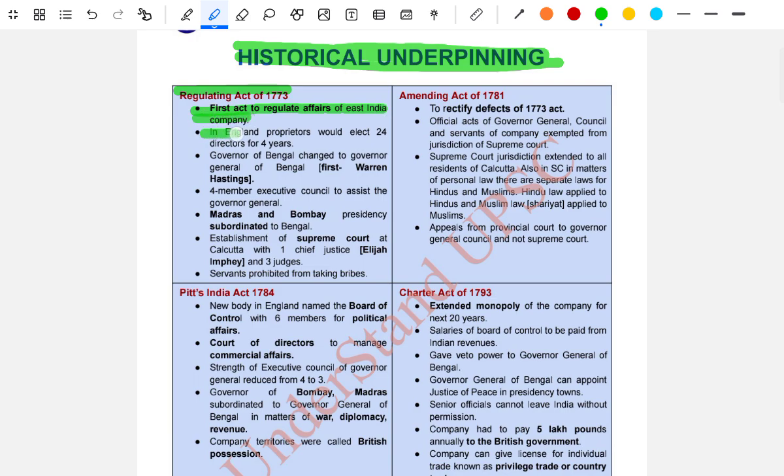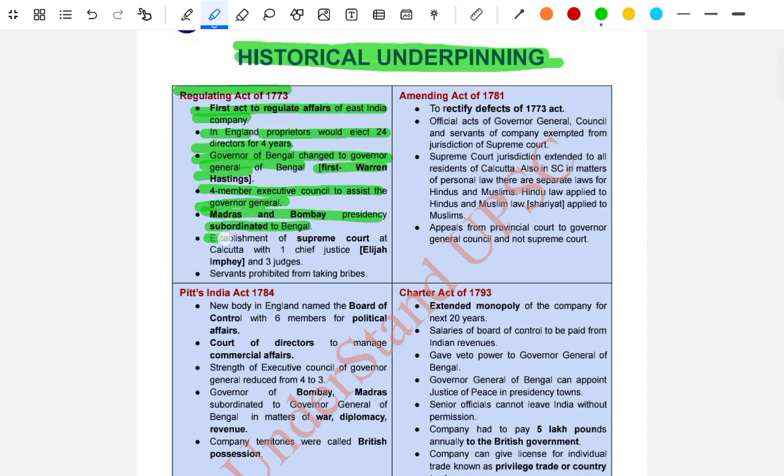In England, the proprietors would elect 24 directors for four years. The Governor of Bengal was changed to Governor General of Bengal. The first was Warren Hastings, with a four-member executive council to assist the Governor General. The Madras and Bombay Presidencies were subordinate to Bengal.